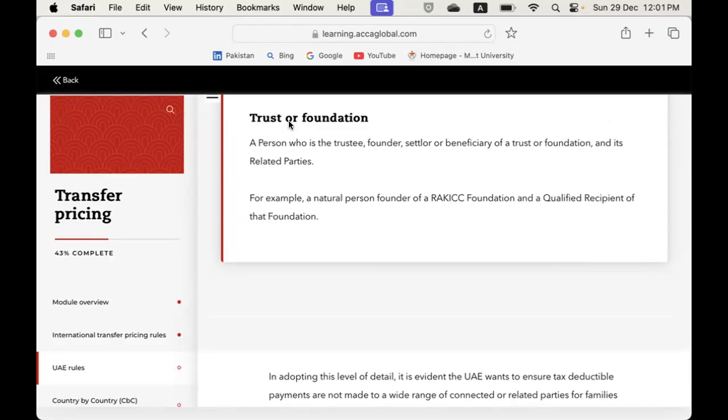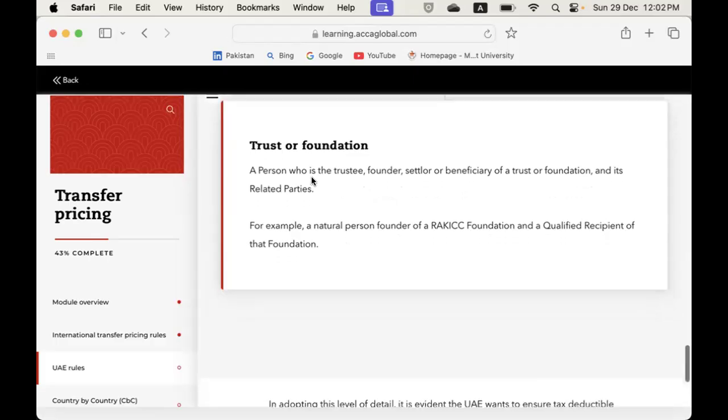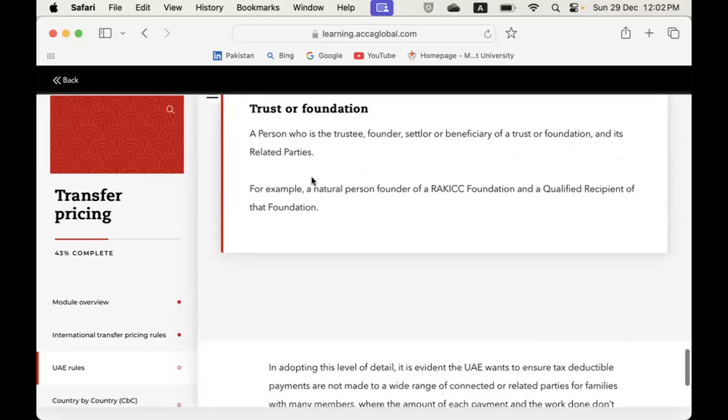So those trustees will be seen as related parties. That's the purpose of writing this here. And foundation, that's something which is trust plus a legal personality. So foundation is like a company itself. So by default, foundation structure will be an incorporated person. So members of the foundation will also be treated as related parties.